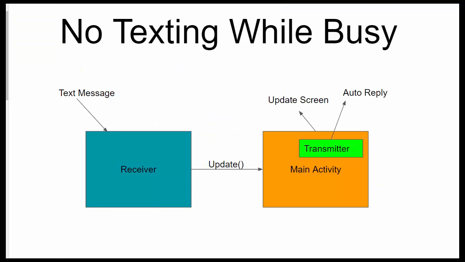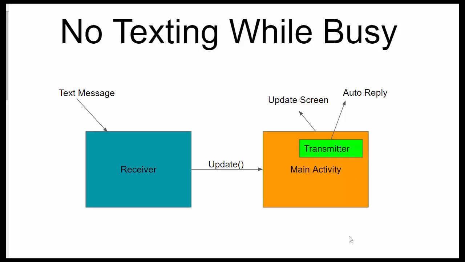We're in the process in this tutorial of modifying the main activity and building the transmitter that's inside. However, if we think a little bit about what's going to happen down the road, we're going to build a receiver that's going to spontaneously capture text messages that are being sent to the phone. This receiver is going to send an update message to the main activity, and the main activity is going to do two things. It's going to take that message and display it on the screen, and it's also going to call on the transmitter to send an auto reply to whoever sent that message.